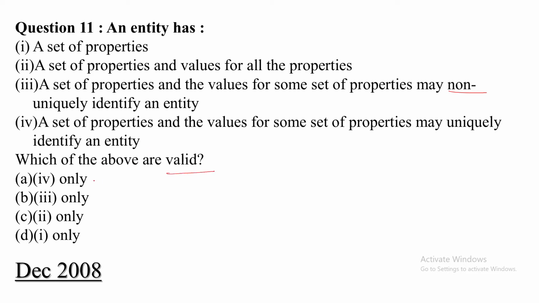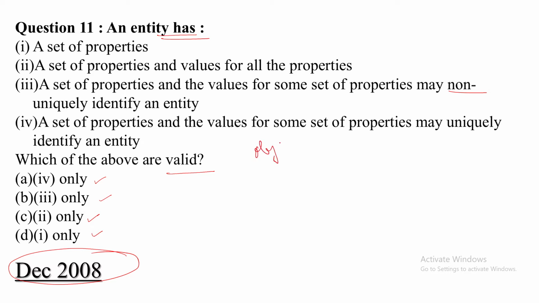Option A, 4 only. Option B, 3 only. Option C, 2 only. Option D, 1 only. This question was asked in December 2008. So first you must know about that. What is entity? Entity, it is an object.